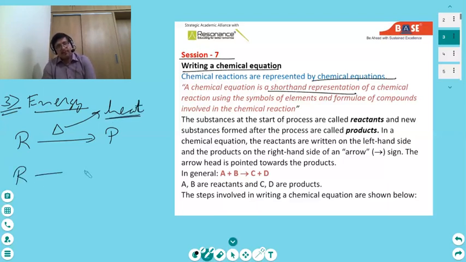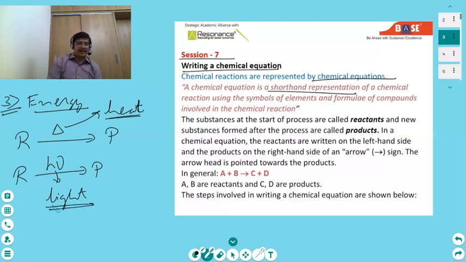Sometimes in a few reactions where you have reactant and product and sunlight is used, there you write h nu. So h nu represents light; basically, it represents the energy of a photon. Photon is light, so you can write it like that. So energies can be represented by delta. It is written on top of the arrow. Remember that part also, and even the sunlight.